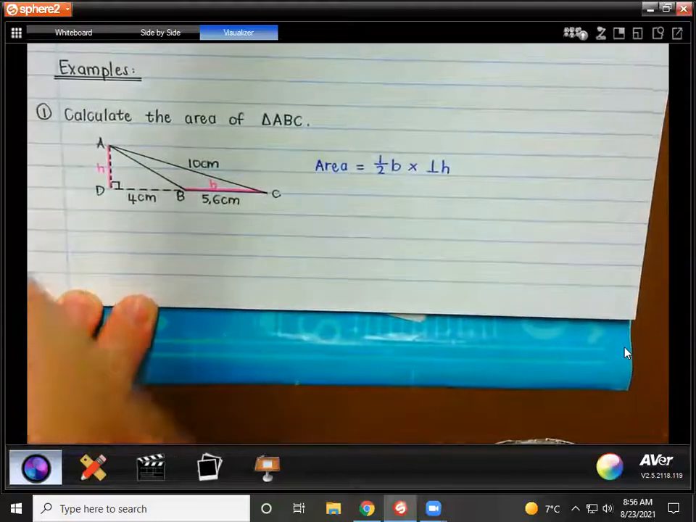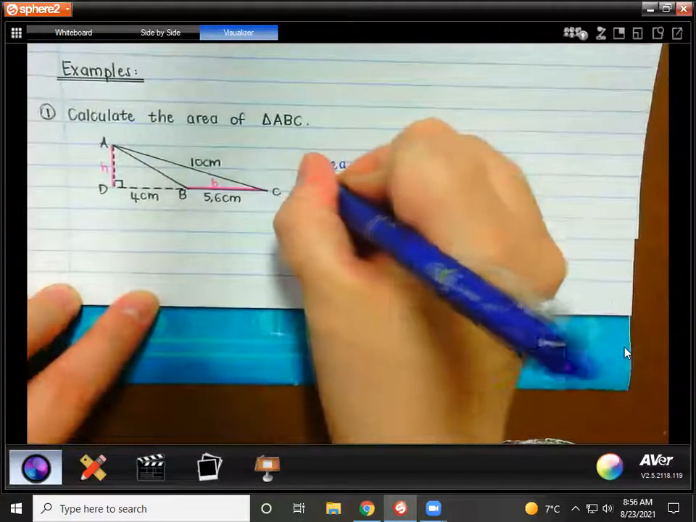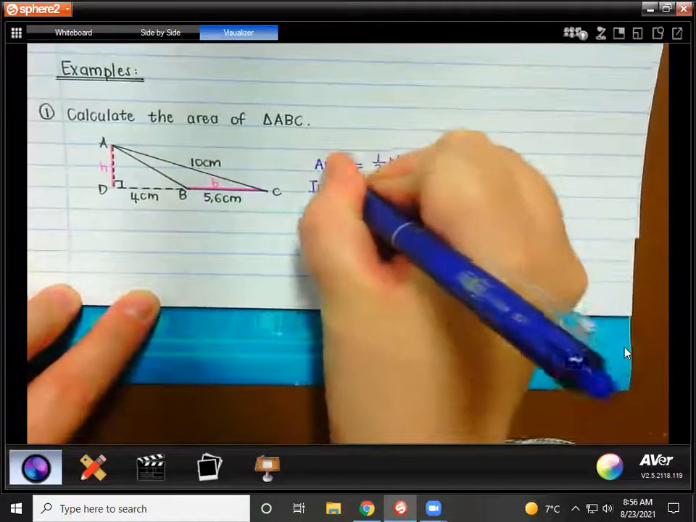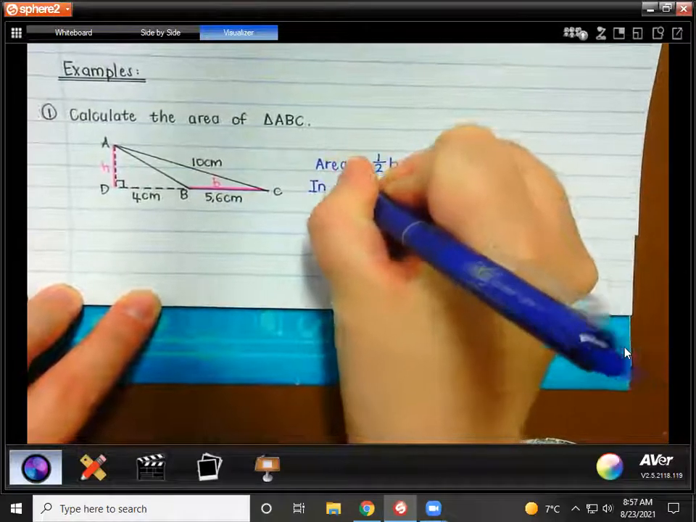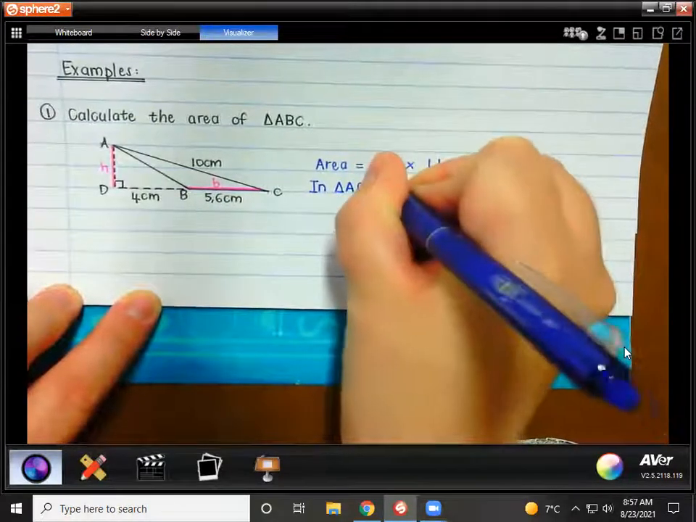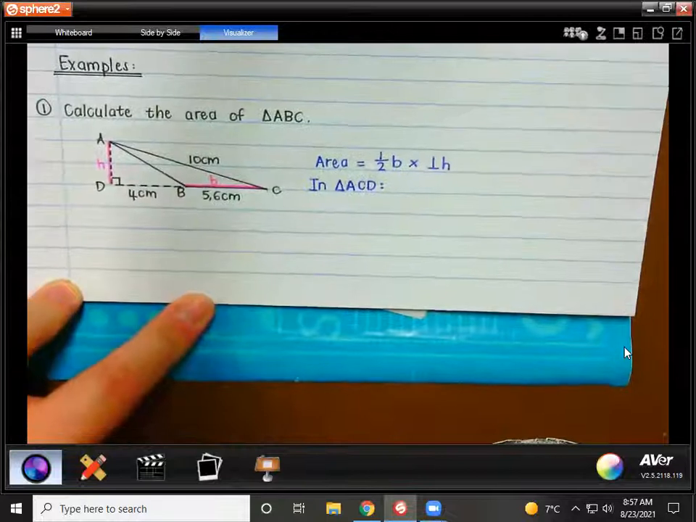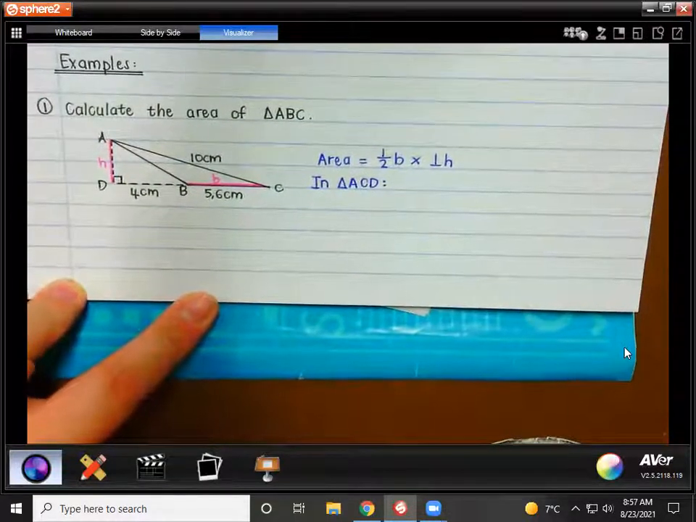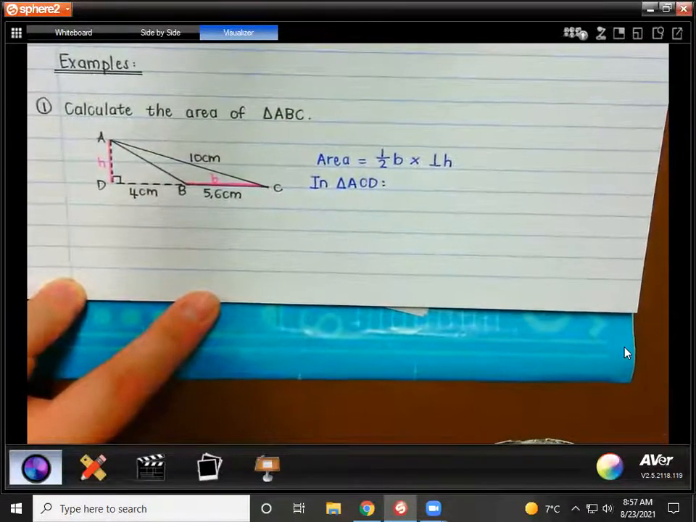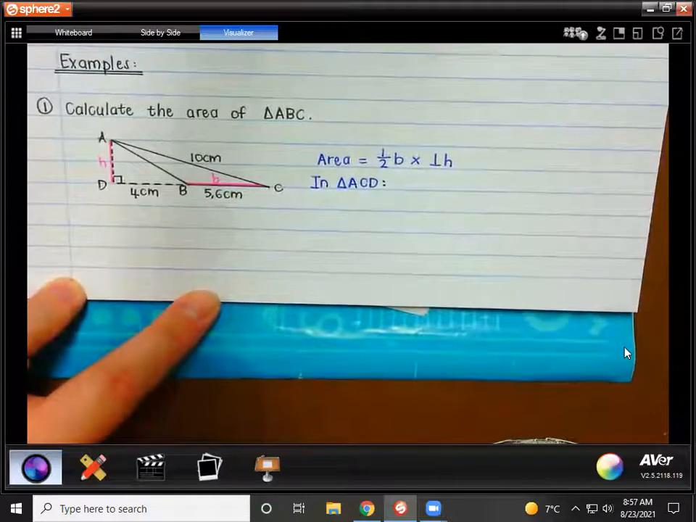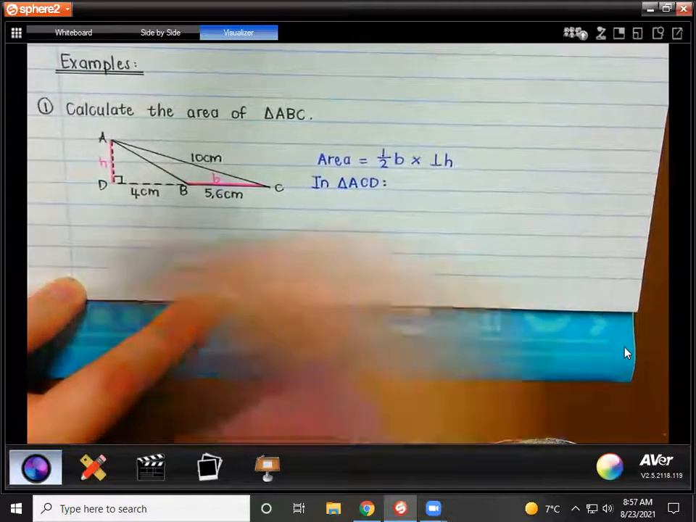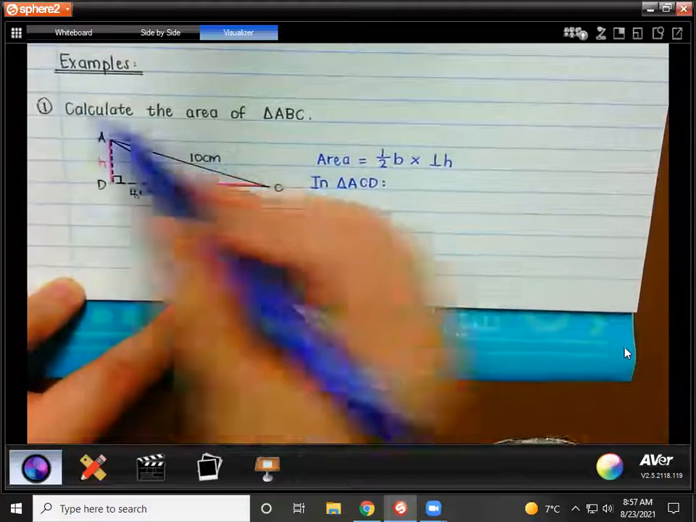Okay, so let's write this. Now, I just want you guys to write, it's almost like a little heading, in triangle ACD. Okay, you don't have to do that for marks. I'm just doing it because it's the example, so that if you look back and you can't figure out what are we doing, where are we using Pythag, it's in triangle ACD, the whole triangle.